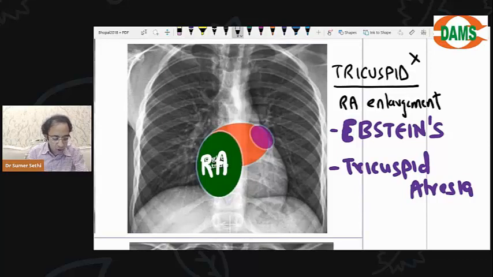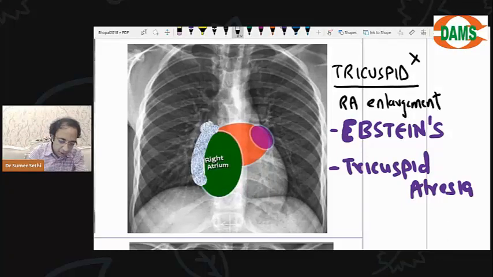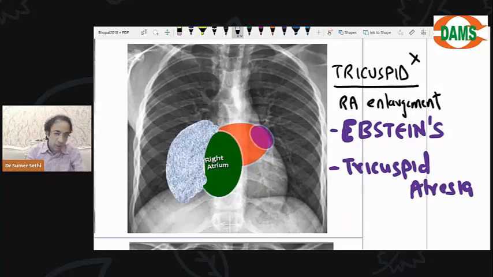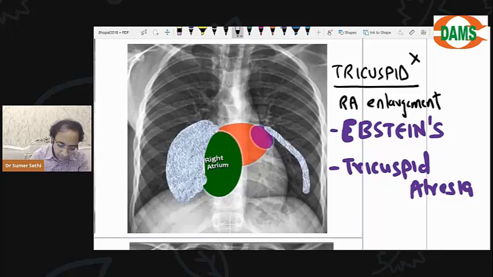Let's imagine now somebody has Epstein's anomaly or tricuspid atresia. What will happen to the right atrium? The right atrium will become enlarged. We are just making a painting. The right atrium will start to enlarge on this side. Because the problem is the tricuspid valve, the right atrium becomes enlarged. Now when the right atrium massively enlarges, it also lifts up the apex. Usually the apex rounds off in right ventricular enlargement, but here the apex also becomes rounded.